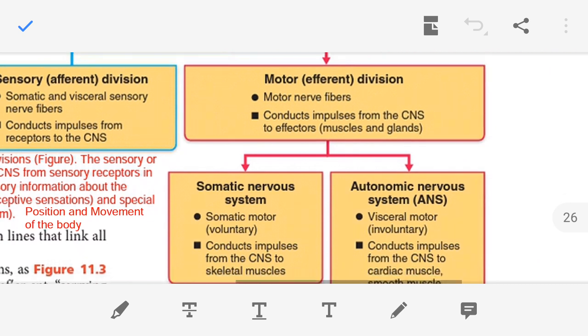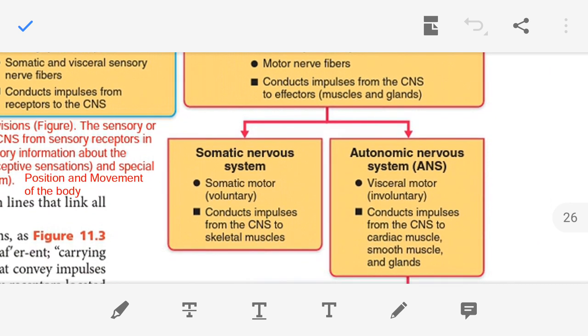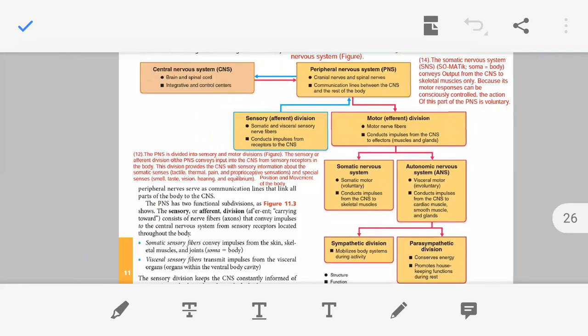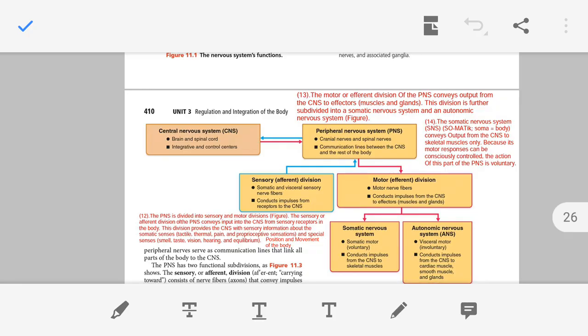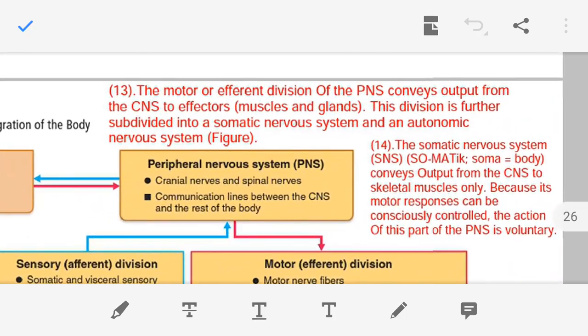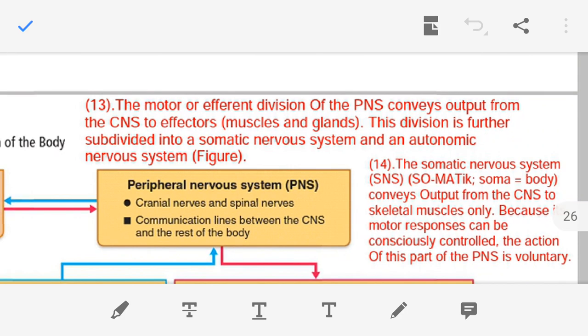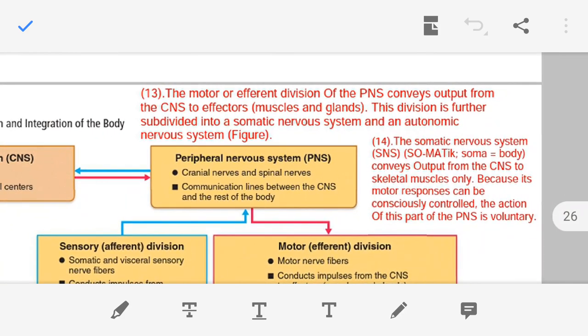Now the motor or efferent division is divided into two parts: the somatic nervous system and the autonomic nervous system. So now, the motor or efferent division of the PNS. What is this division doing?